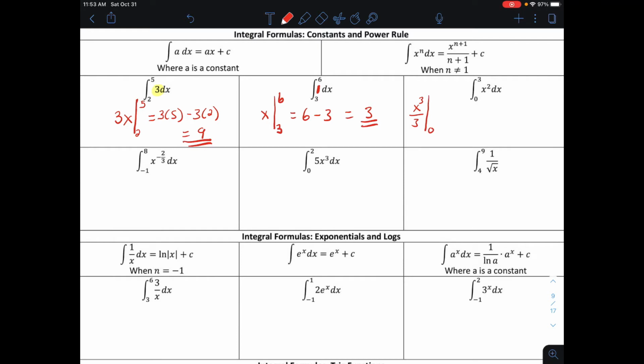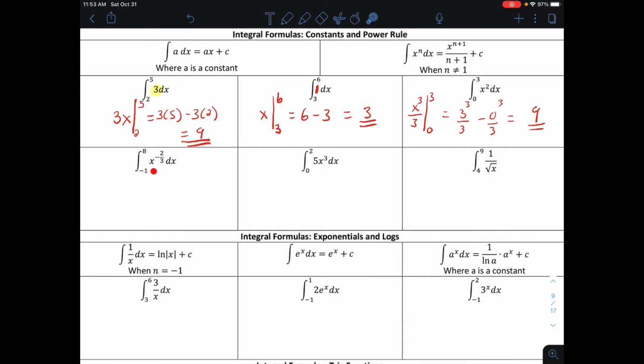and then we're going to have to plug in. So we're going to plug in from 0 to 3 for x, and then evaluate. So we'd have 3 to the third power divided by 3 minus 0 to the third power divided by 3, and then we would get our answer here of 9.